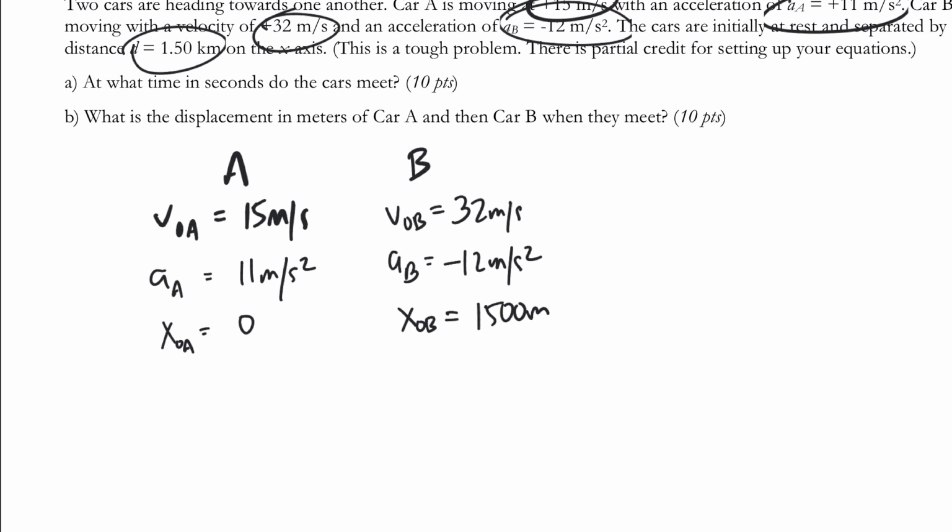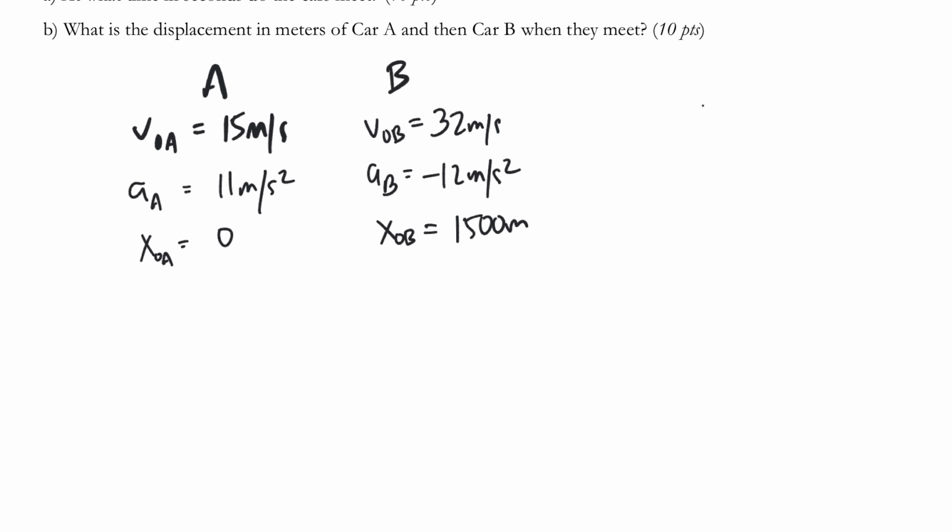At what time in seconds do the cars meet? Okay, so we need time. That's for both cars to have the same x, for XA to equal XB. So that means we need an equation for XA and XB that has time in it, because that's what this is all about.